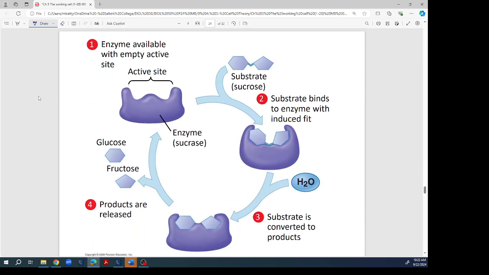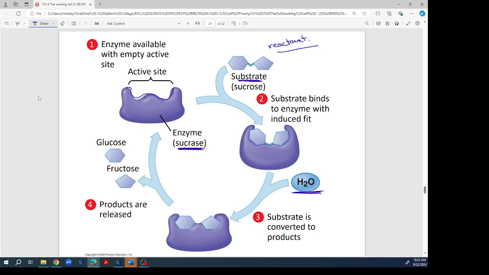So this is not lactose and lactase, but it's the enzyme sucrase. So still a protein, and you can see this shape up here is such that it actually fits the substrate. You might talk about this as the reactant of a chemical reaction. So it literally fits into the active site.